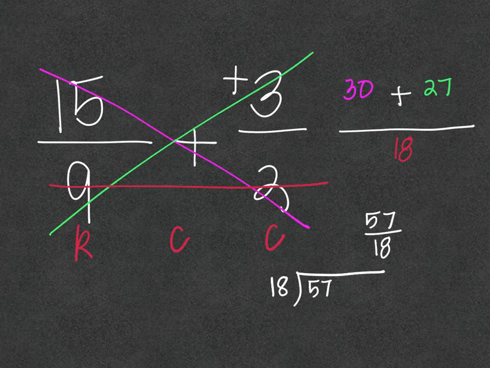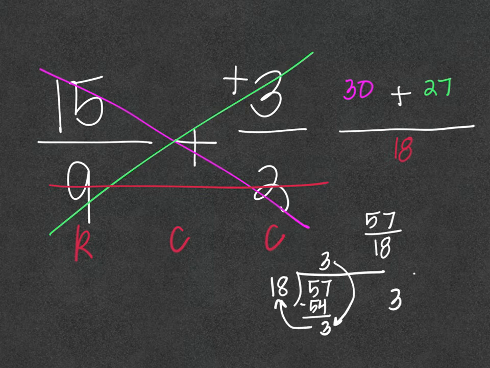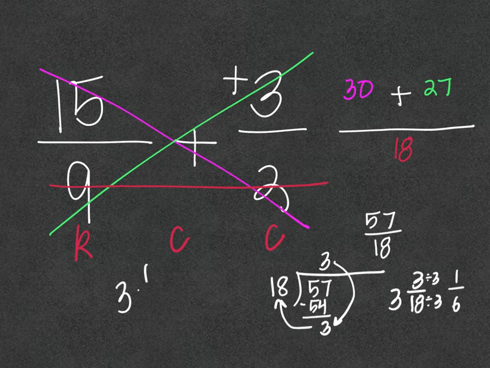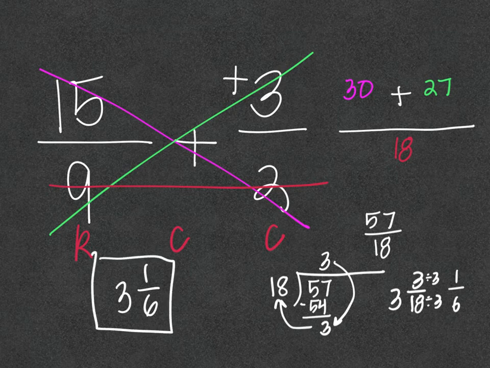But 18 goes into 57 3 times. And 3 times 18 is 54. Subtract and we get 3. So 3 and 3/18. Well, 3 and 18 can both be divided by 3. So that gives us 3 and 1/6. And we were dividing two positive numbers, so our answer is positive.